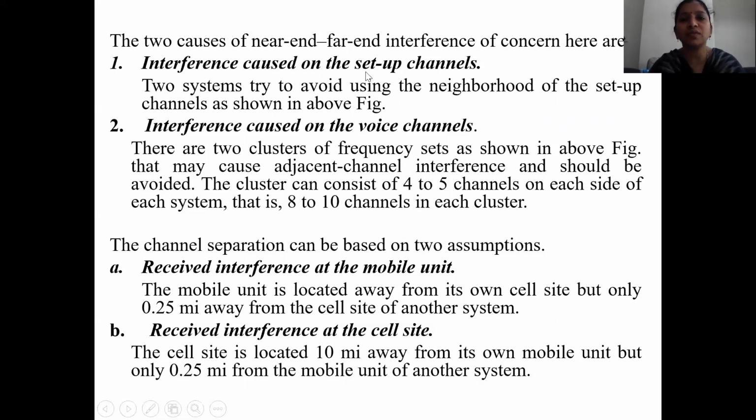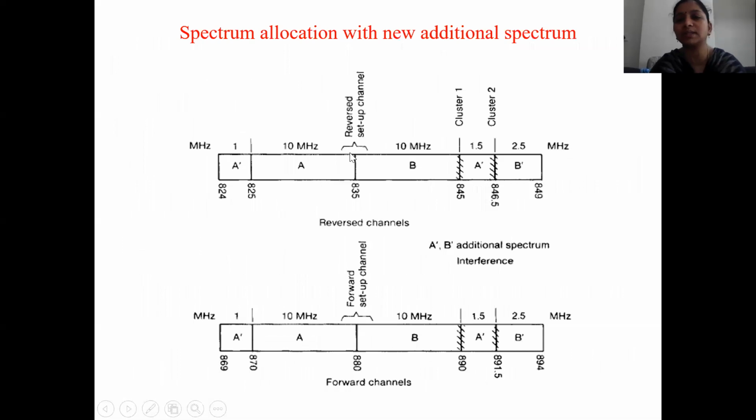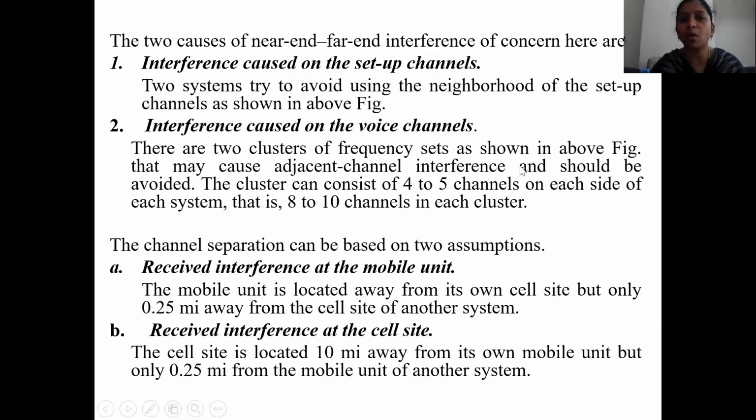The two causes of near and far end interference of concern here are interference caused on the setup channels and interference caused on the voice channels. So, voice channels and setup channels. The two systems try to avoid using the neighborhood of the setup channels. If you follow this assignment of the spectrum allocation, they can avoid the interference caused by setup and voice channels. So the channel separation can be based on two assumptions, that is, received interference at the mobile unit and at the cell site.